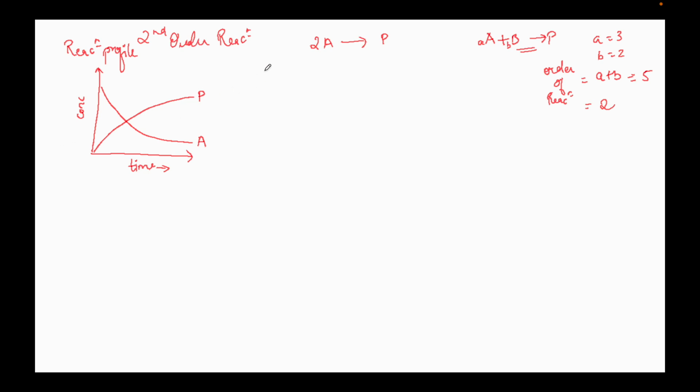So what is the rate of a reaction? The rate of a reaction is pretty simple. By formula, it is given by the difference in the concentration upon time. Anything which says rate will have time in the denominator. So the difference in the concentration upon time is the rate.